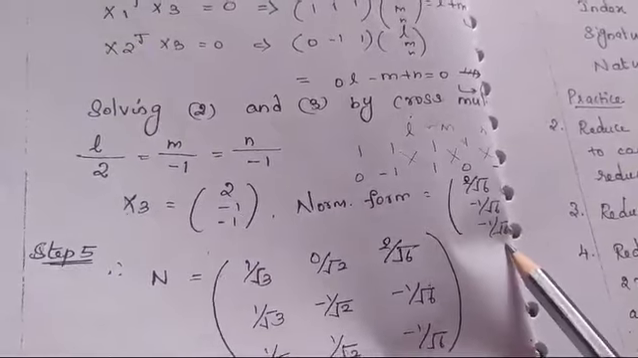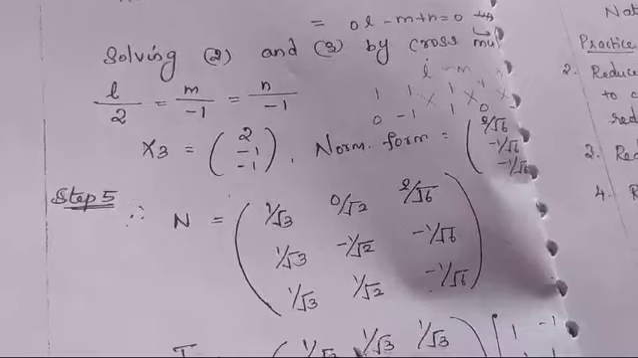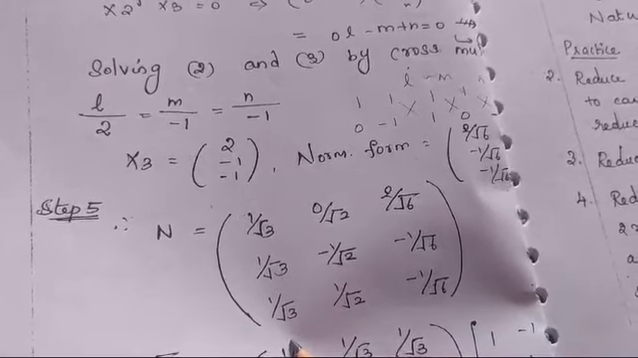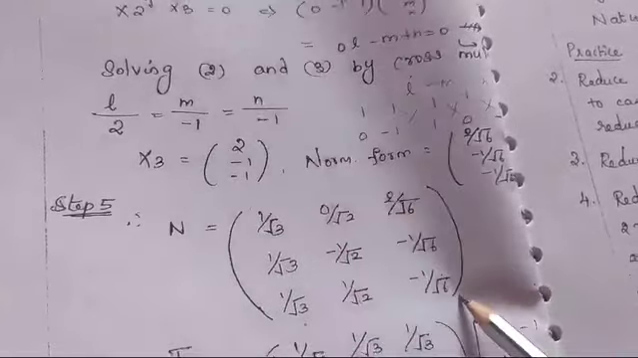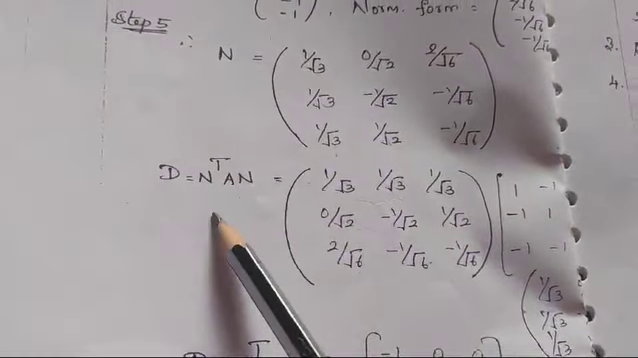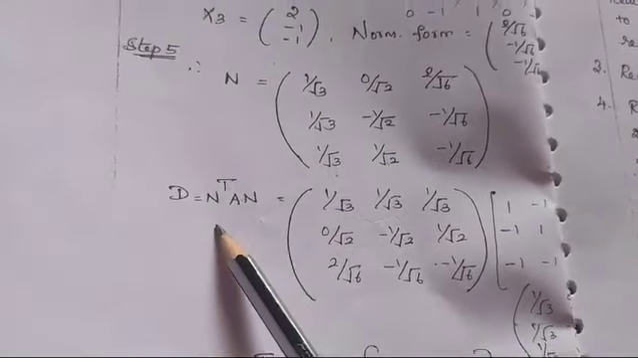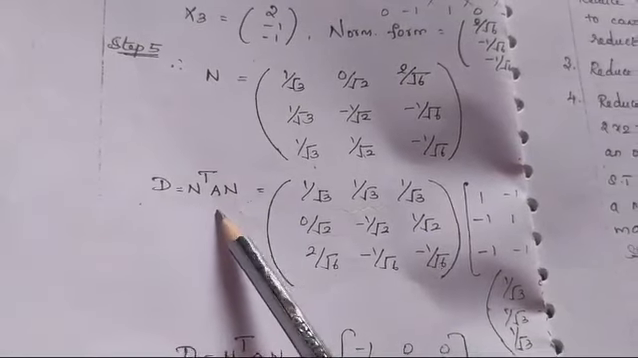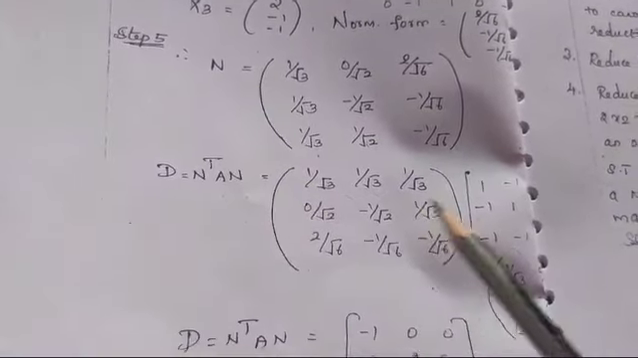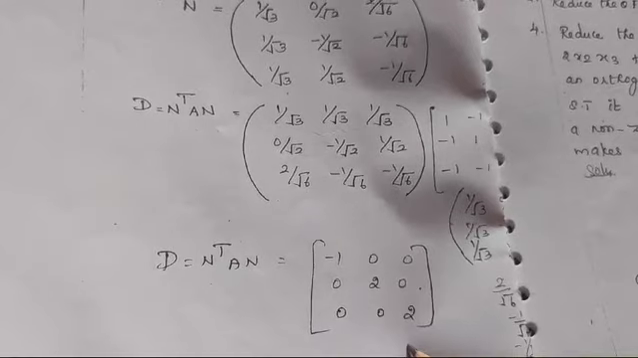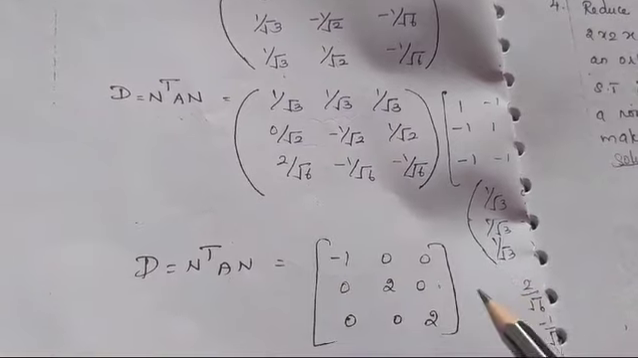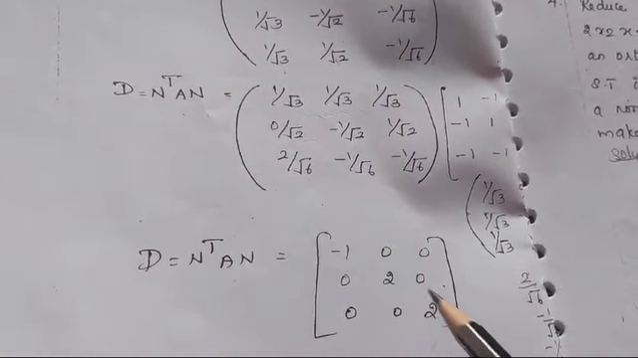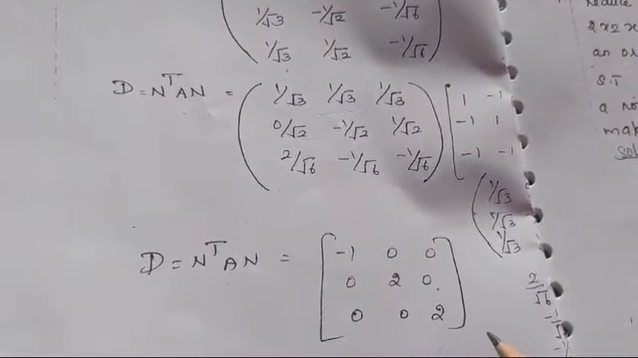Next, write out the normalized form. The matrix N is obtained by writing the first normalized vector, the second normalized vector, and the third normalized vector. From this, we next find the value of D equal to N transpose A N. We know N, just transpose it, and we know the value of A. Multiply all the values and we get the diagonalized matrix. The diagonalized matrix has all elements 0 except the main diagonal. The main diagonal becomes our eigenvalues.